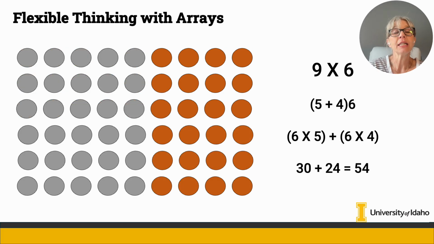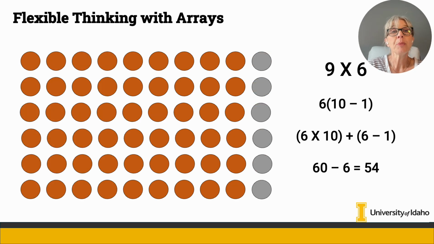Others may have taken advantage of the 5 times 4 within the 9, adding together 6 times 5 and 6 times 4. Or perhaps the student knows 10 times 6 and then just takes away one of the 6's. Having the visual either on paper or mentally helps us understand what we need to add or subtract to get to the correct answer. There are a couple of big advantages of seeing multiplication this way.